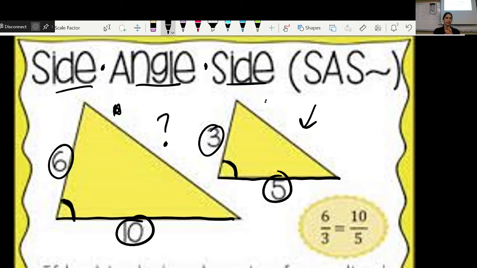So these are just properties of quadrilaterals and triangles that we'll be using to calculate and find measurements. Are we good so far? And are there questions so far?